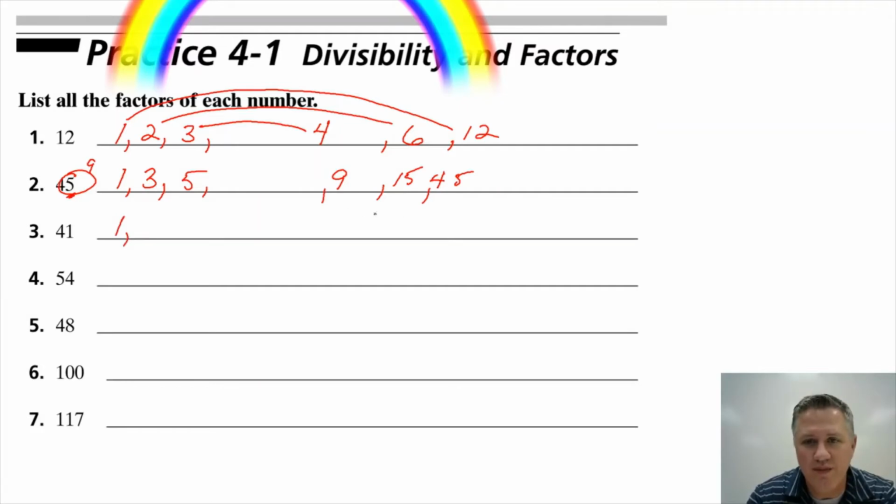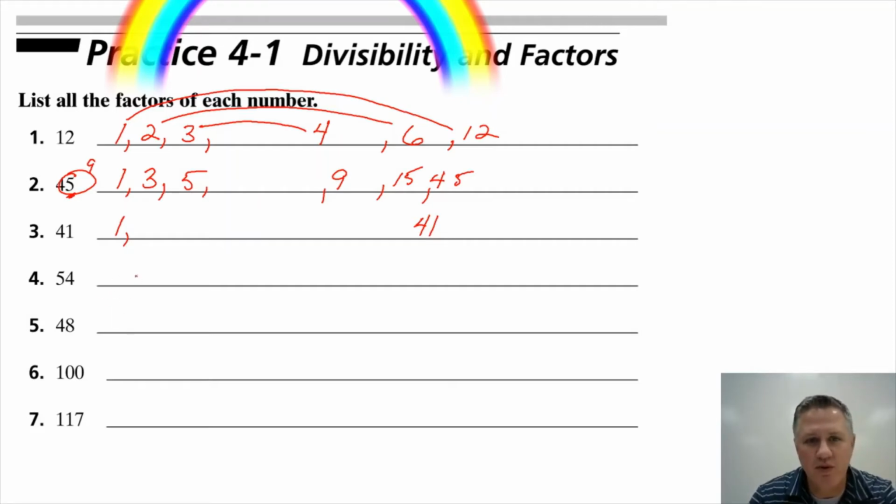Okay, 41. I know 1 and 41 go into 41. Let's see. No even numbers will go into it. The sum of the digits is 5. So I'm not thinking anything else would work here. Sometimes you have to try weird numbers like 19. Does 19 go into it? Does 17 go into it? Sometimes those higher prime numbers will give you problems. But right now, I'm thinking 41 is prime. Those are the only numbers that work.